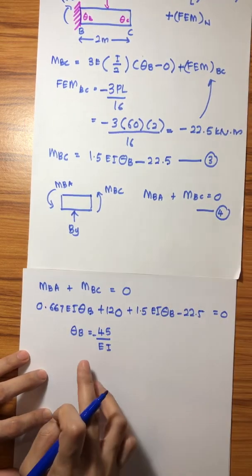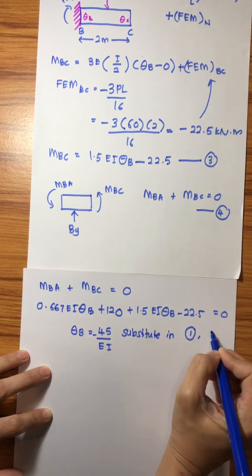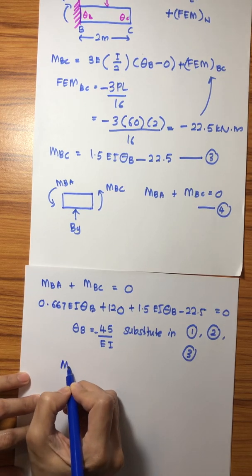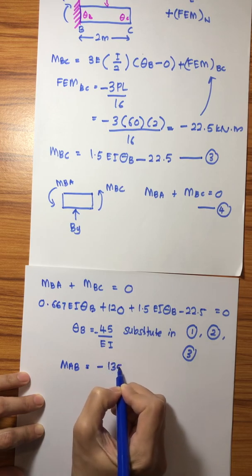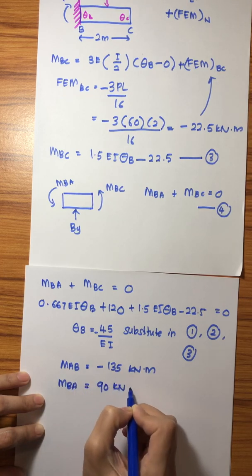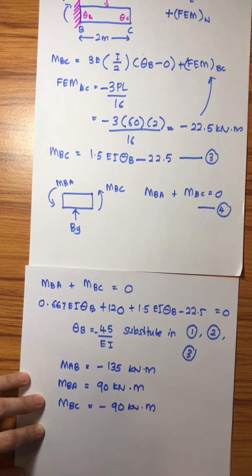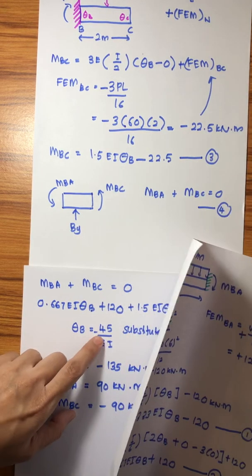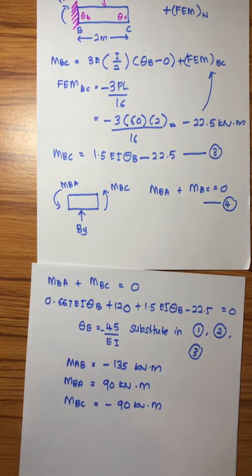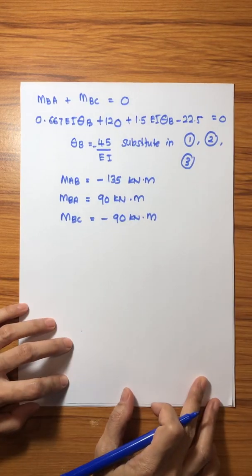You have theta B, then you substitute this theta B in equation number 1, equation number 2, equation number 3. You will have MAB is equal to minus 135 kilonewton meter. MBA is equal to 90 kilonewton meter. MBC is equal to minus 90 kilonewton meter. You start substituting 45 over EI here, here, and also here. Then you will have your moment value like this. You have all the moments that we are going to use for the next calculation.